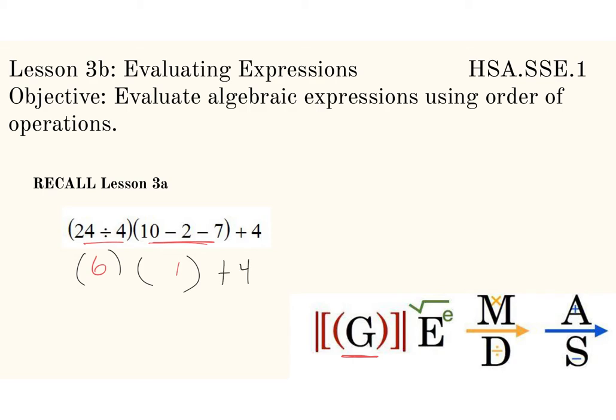So now the next would be exponents, but there are none. So now we're going to multiply or divide, whichever comes first. So 6 times 1 is 6. And now we can add or subtract. In this case, add.